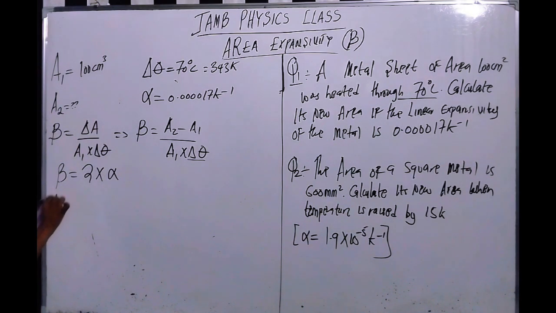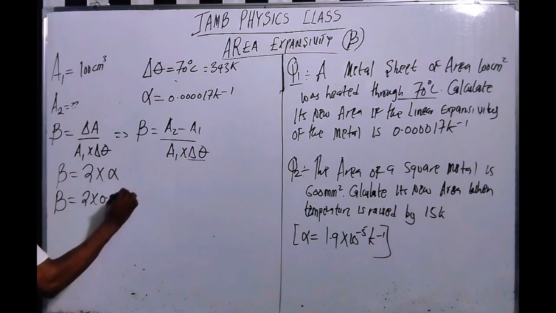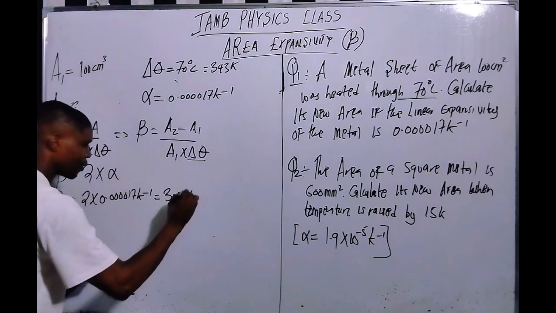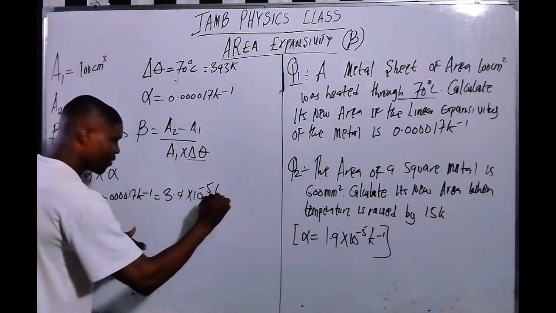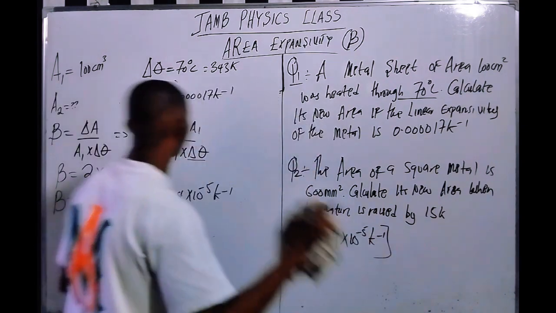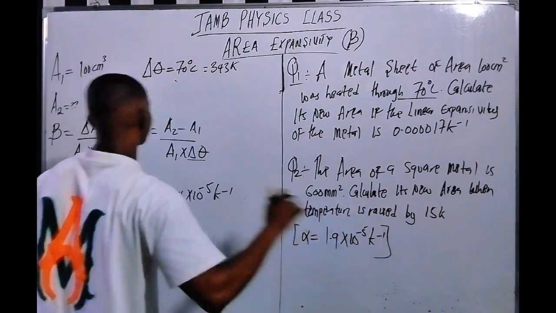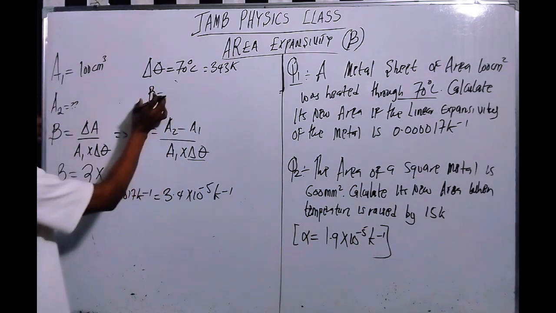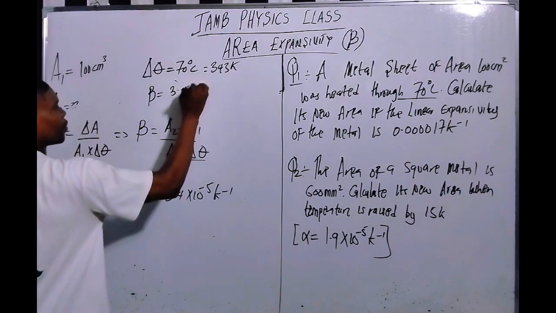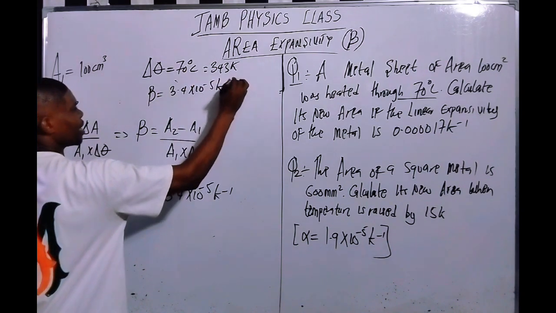So we're going to give you what? Beta here equals 2 times 0.000017 per Kelvin. So if you check it very well, here we have 2 times 0.000017. So here we have 3.4 exponential minus 5 per Kelvin. This is that. So I'll just write this place at, then the place we want to find, area expansivity, which is going to be 3.4 exponential minus 5 per Kelvin.